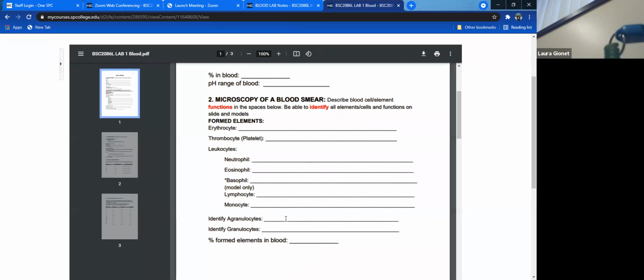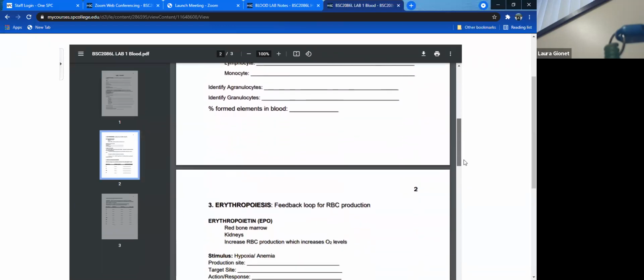All right, so identify the agranulocytes: lymphocytes and monocytes. And the granulocytes are basophil, eosinophil, neutrophil. And here, maybe just to the left-hand side of neutrophil, you put an A or a G, agranulocyte or granulocyte, next to it. That might be a way. You just do it with a magic marker or colored pencil. And what percentage are formed elements of blood? Normally 45%.